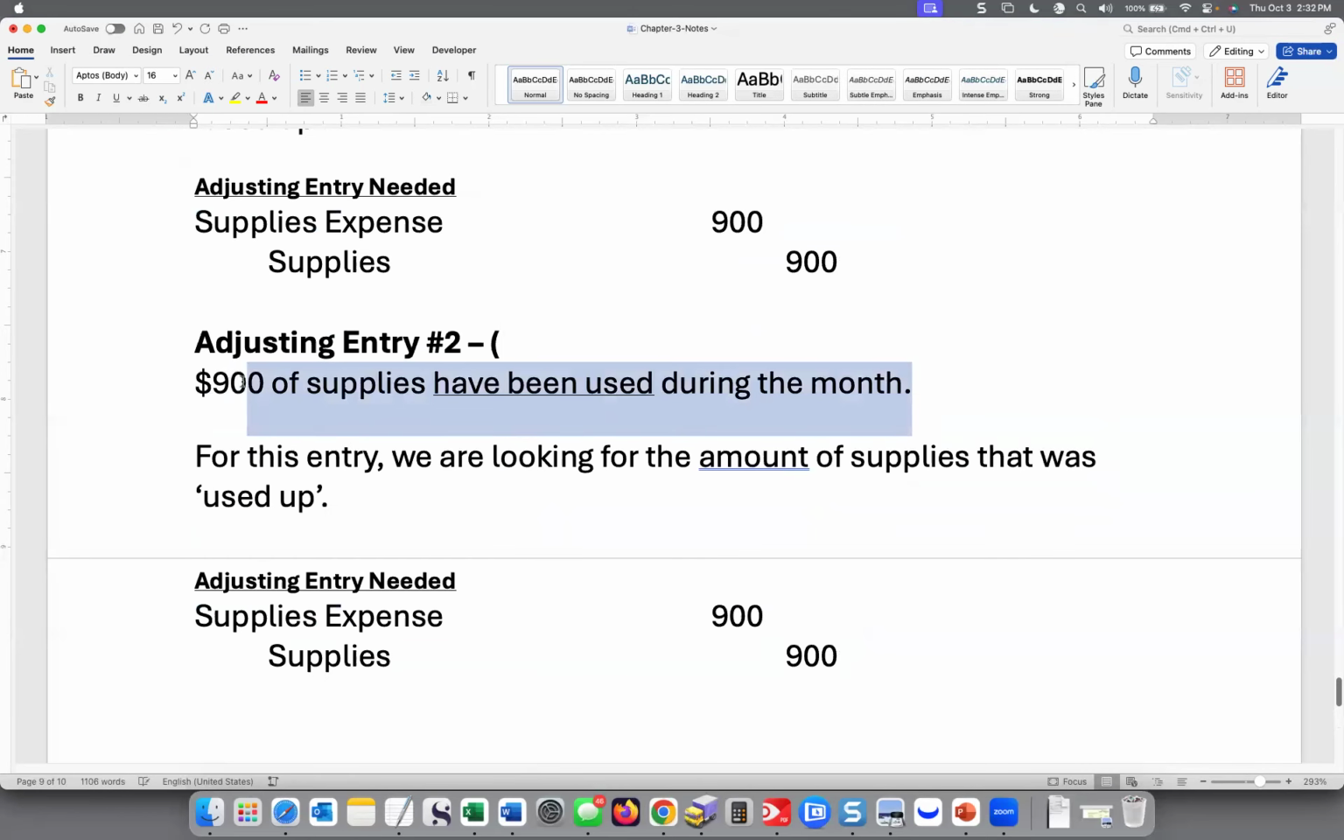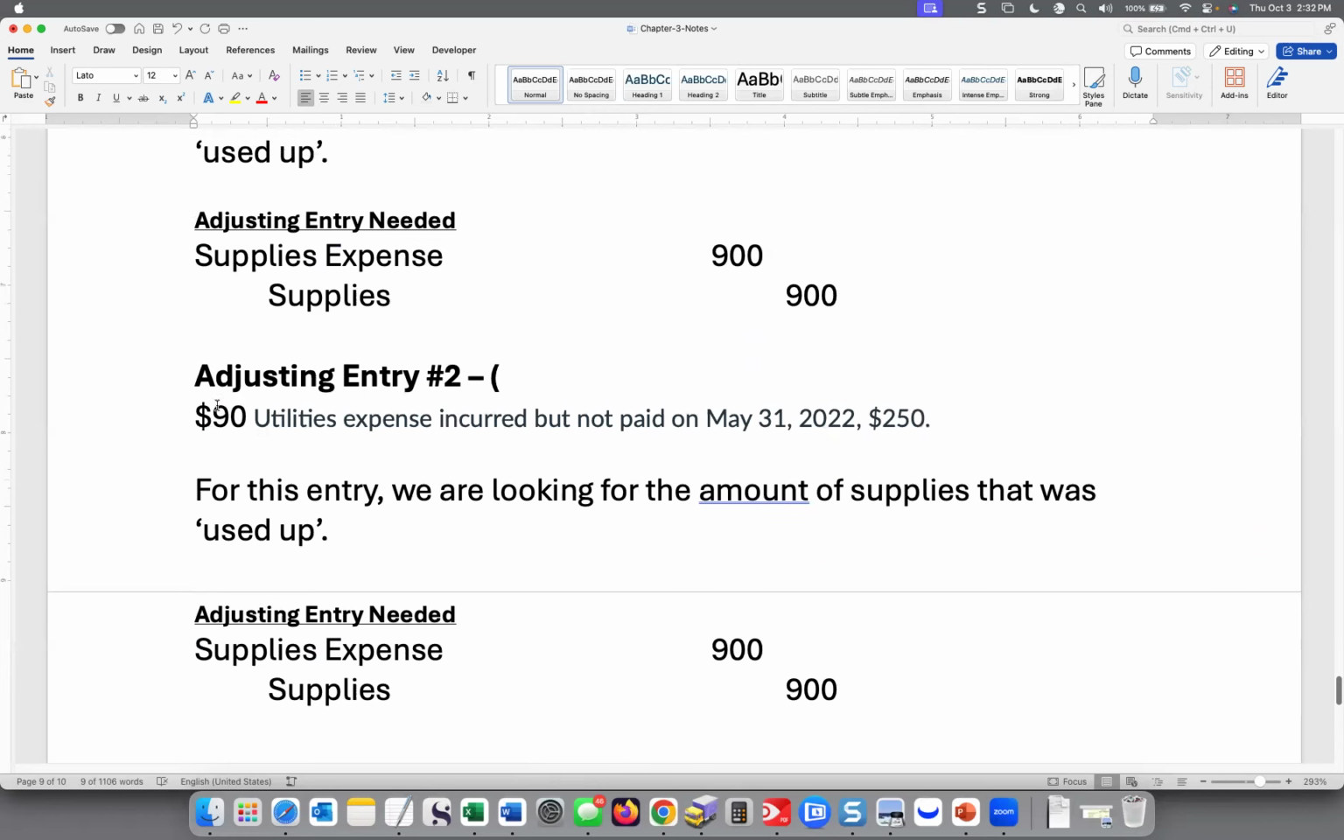And I'm going to paste that in there. And once again, it doesn't keep the format, must be because the ebook is better at keeping the format than this is. All right, no problem. I can just change the format. So the next one says utilities expense incurred but not paid on May 31st, 2022 is $250.